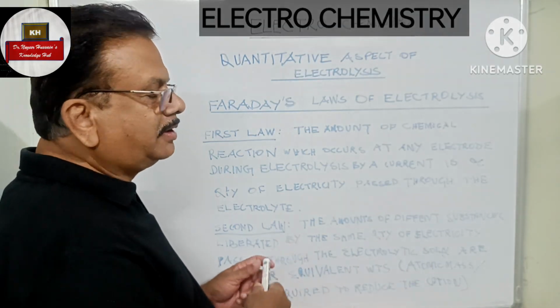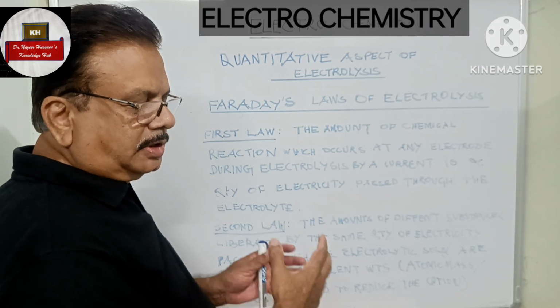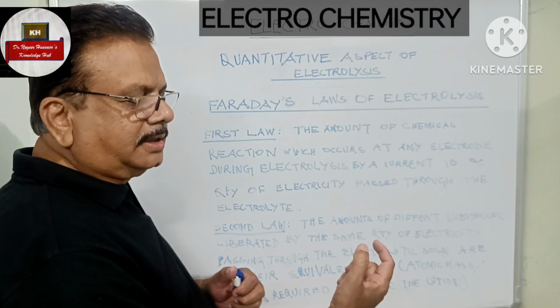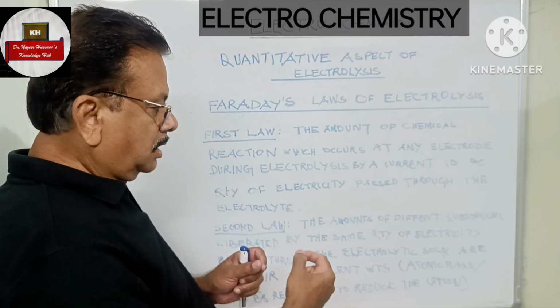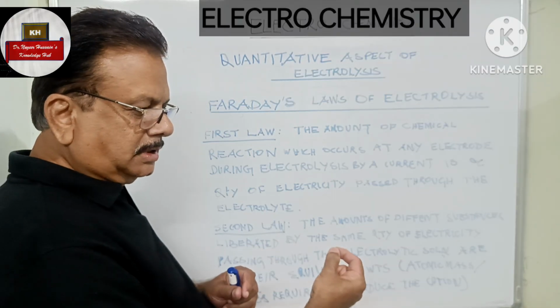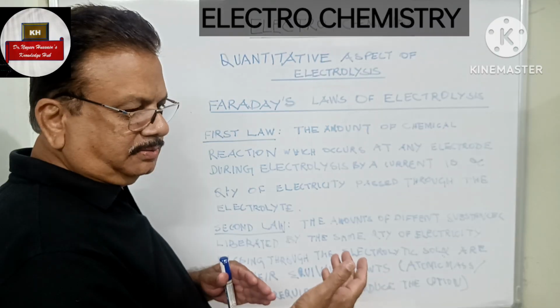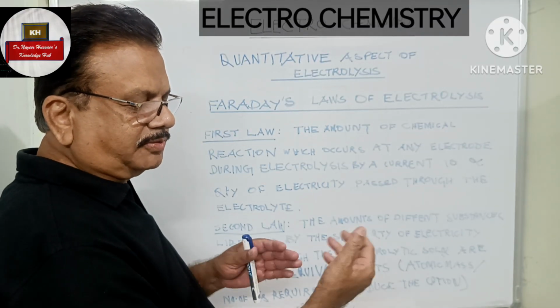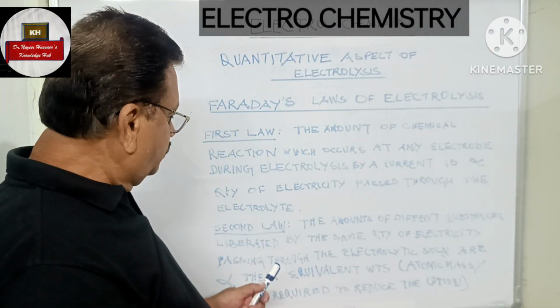What is equivalent weight? Sodium releases 1 electron, so the equivalent weight of sodium is its atomic mass, 23, divided by 1, because it releases 1 electron. If it is magnesium, Mg, it releases 2 electrons, so it is the atomic mass of magnesium divided by 2. That is the meaning here.